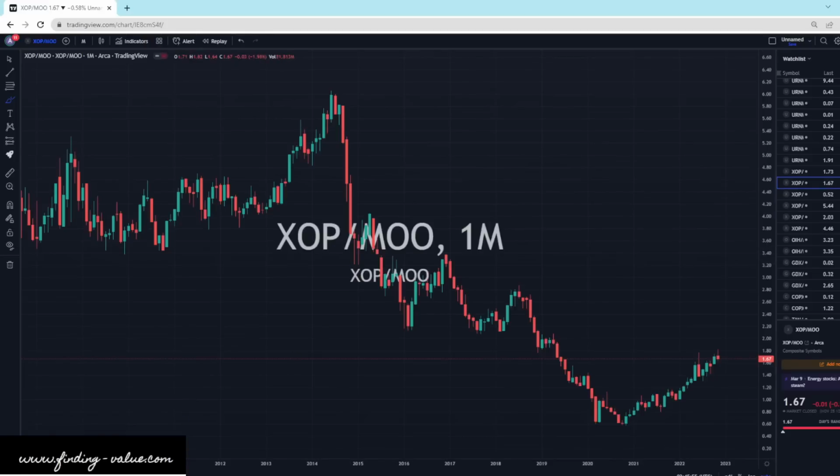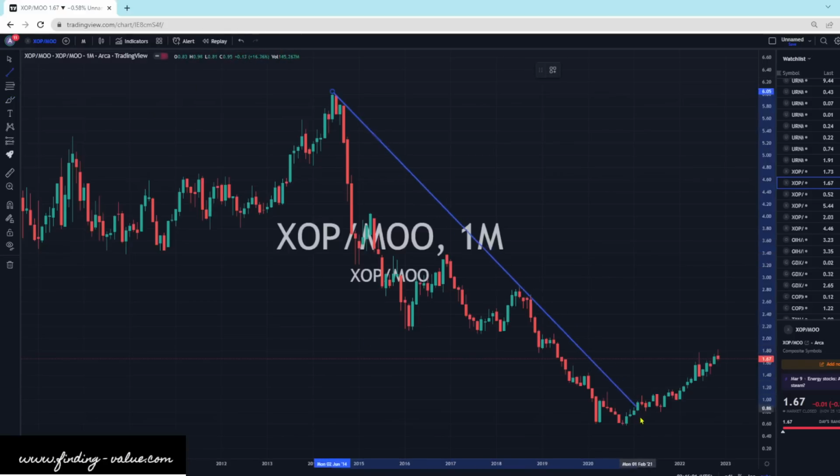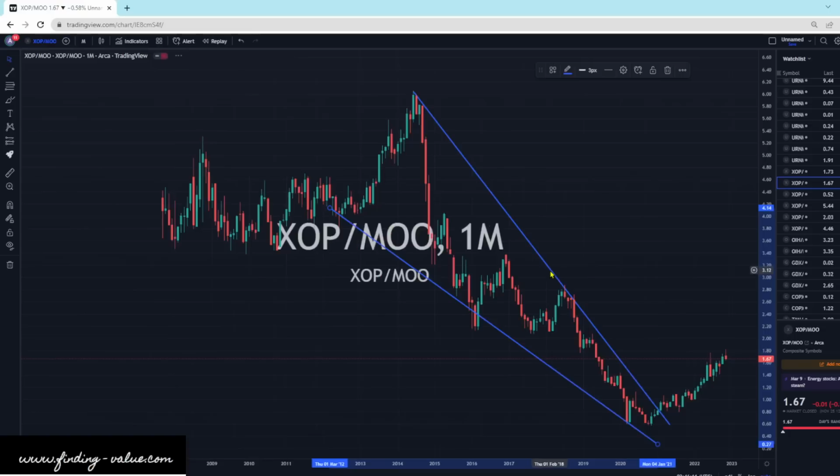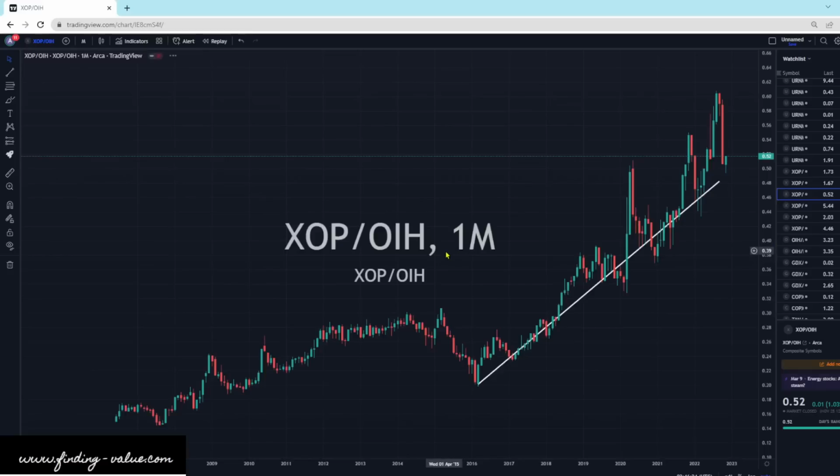XOP versus MOO. MOO is the agribusiness ETF. I think this looks good for an outperformance of XOP. So we've got this long, kind of descending wedge pattern that broke to the upside. XOP looks really good for a move higher against MOO. We were at very high levels, so XOP can move dramatically against it to the upside.